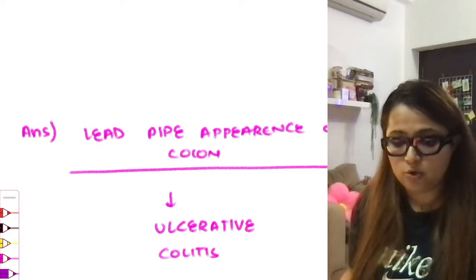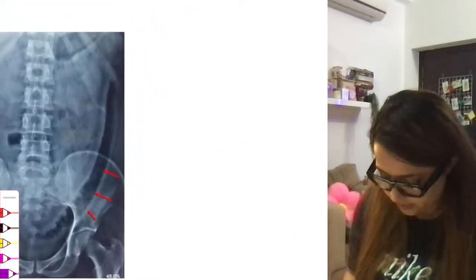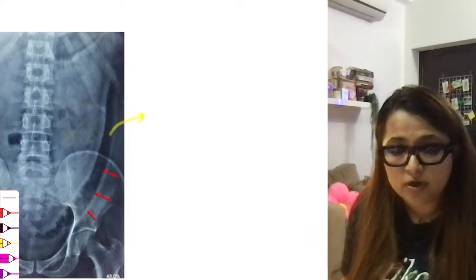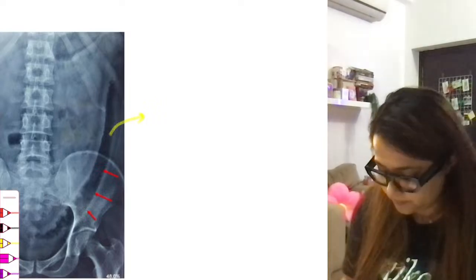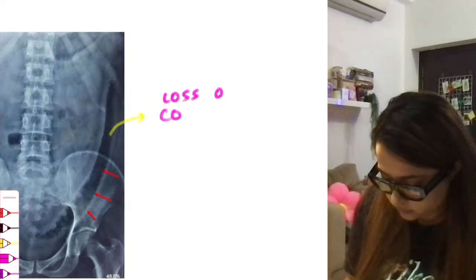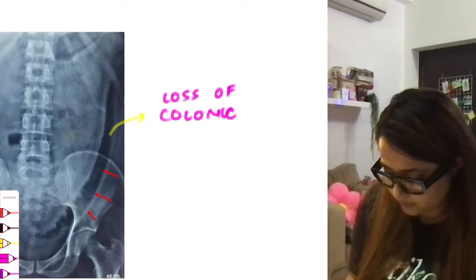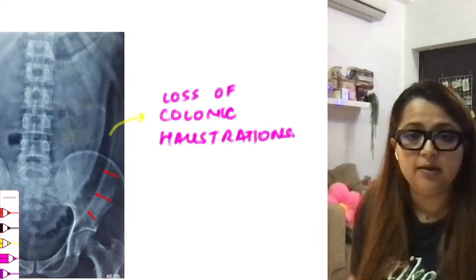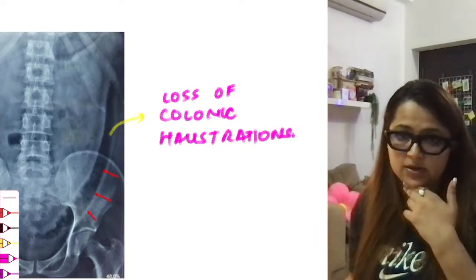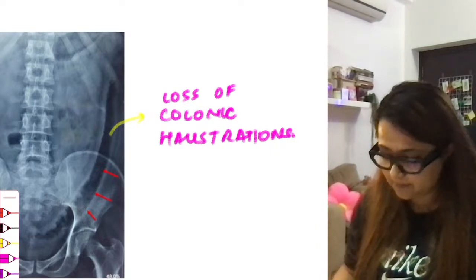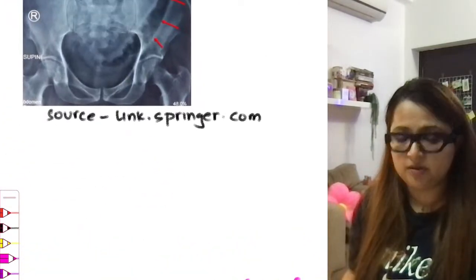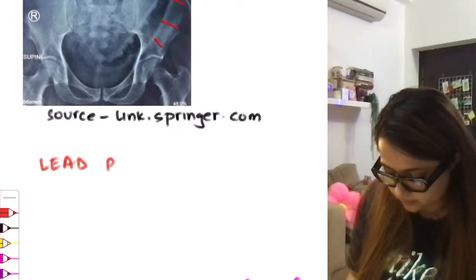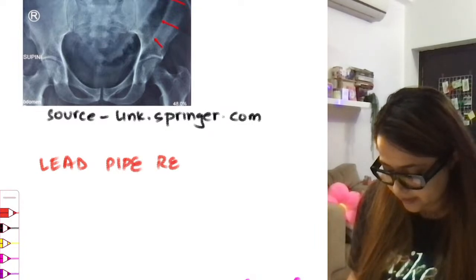So, the lead pipe appearance of the colon. Why do you see it? What is the reason for the lead pipe appearance? The reason is that the colonic haustrations are lost here. Loss of colonic haustrations gives the lead pipe appearance. Alright, and this is seen in ulcerative colitis. Similarly, if I change the wording here, in which condition do you see lead pipe rigidity? Give me an example. Lead pipe rigidity.